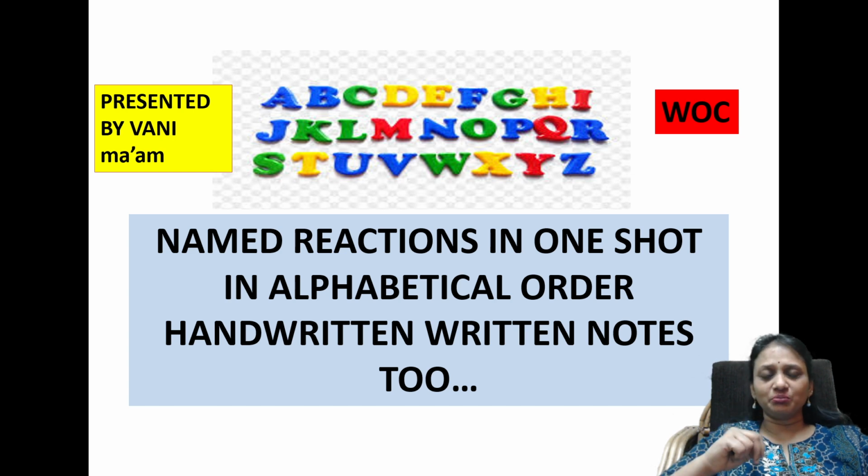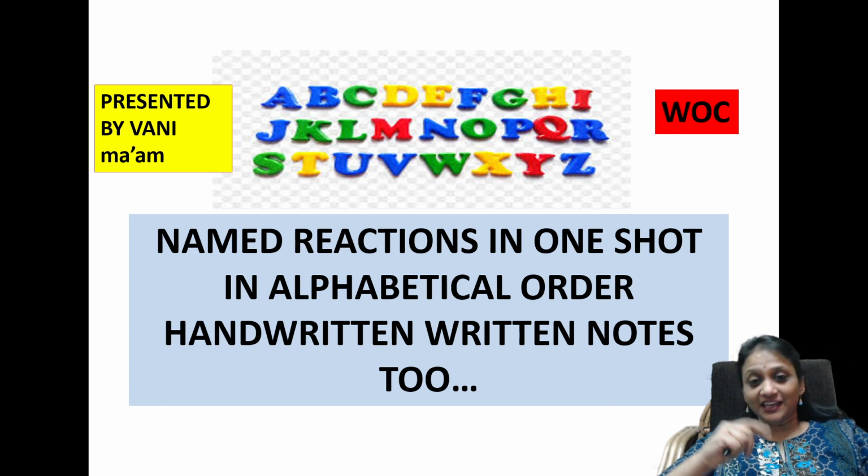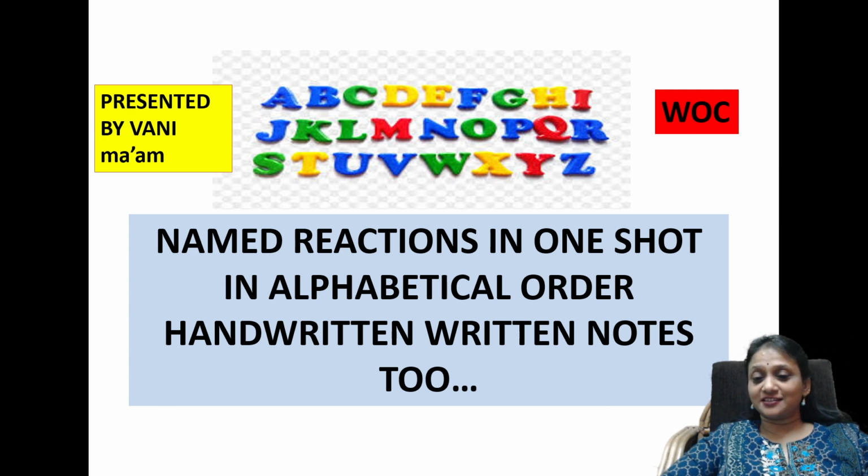You all remember, no, students, as a child when we were in LKG, we used to study A for apple, B for ball, C for cat, D for dog. You remember that? Yes. With that, our study has started. Now I'm going to take you to that alphabetical order. In that way, I will be learning all the name reactions.